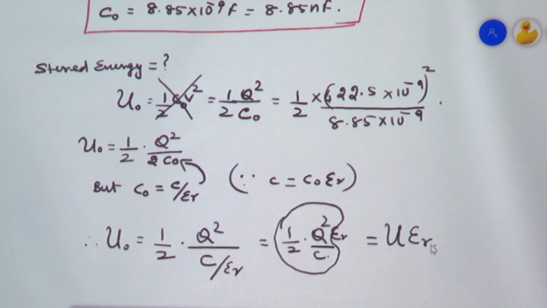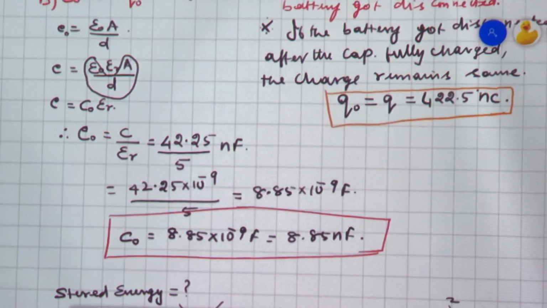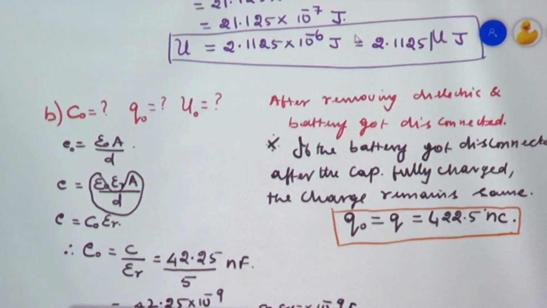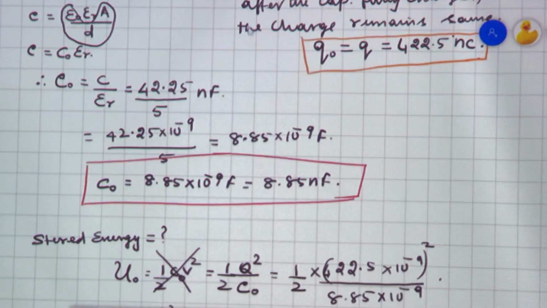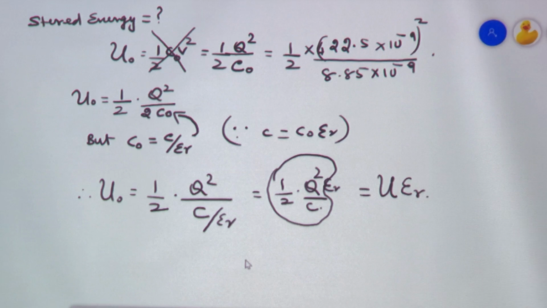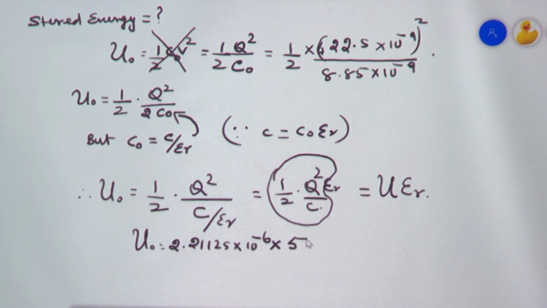So what is this epsilon? Epsilon we have calculated here. What is the energy stored in the previous case? We have calculated 2.1125 microjoule. You take that value and substitute it here. So epsilon 0 equal to, this epsilon is 2.1125 into 10 to the power of minus 6, multiplied with, what is the value of epsilon R? 5. So on multiplying, you can get the answer.